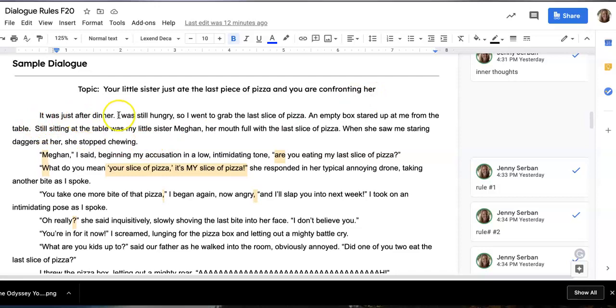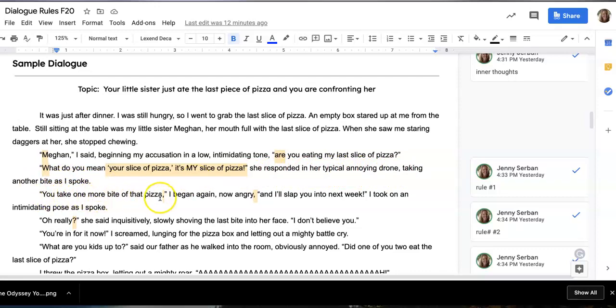It was just after dinner. I was still hungry, so I went to grab the last slice of pizza. An empty box stared up at me from the table. Still sitting at the table was my little sister Megan, her mouth full with the last slice of pizza. When she saw me staring daggers at her, she stopped chewing. "Megan," I said, beginning my accusation in a low, intimidating tone, "are you eating my last slice of pizza?" "What do you mean your slice of pizza?